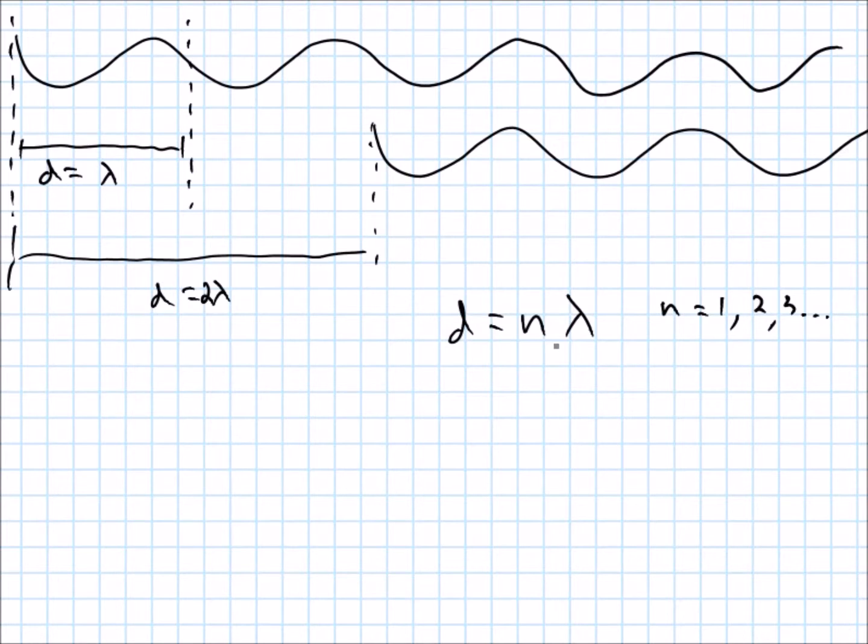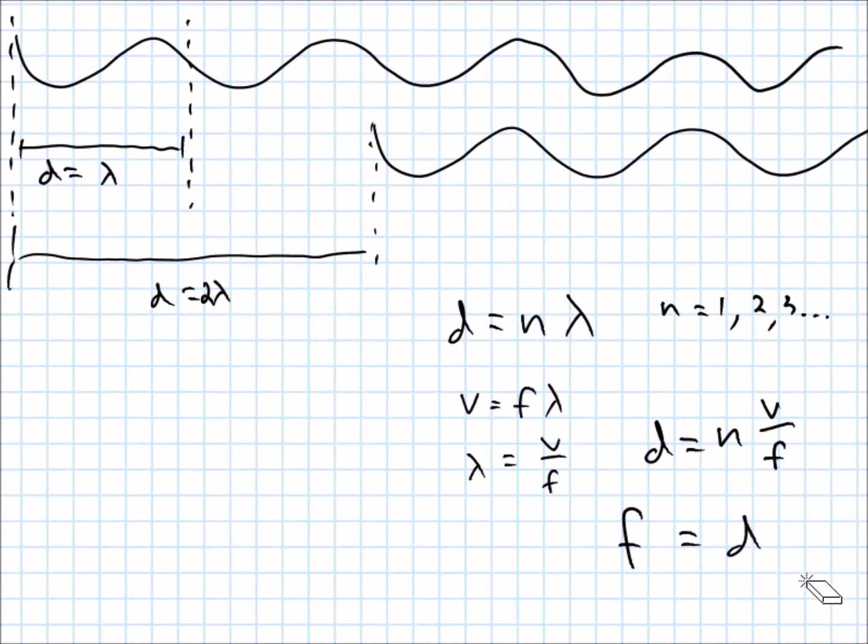For some reason, we generally like to speak about frequency instead of wavelength. Remember that the velocity of a wave is equal to the frequency times the wavelength. If I rearrange this, the wavelength is equal to velocity divided by frequency, and I plug that into my d equation, and I get d equals n v over f. We also sometimes solve for frequency, so I multiply over the f, and I get the frequency is equal to n v over d.